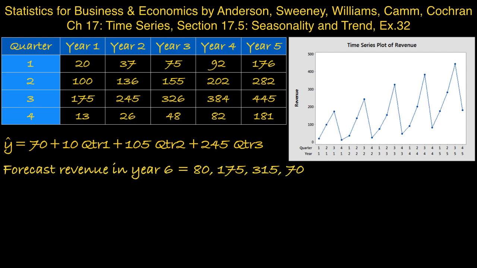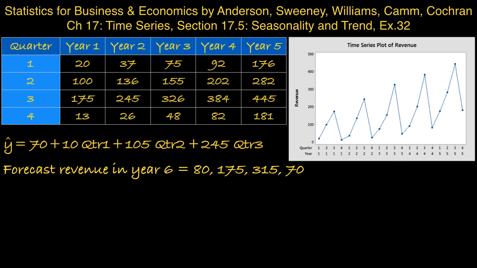So all I do here is the forecast for quarter 1 is going to be the overall intercept 70 plus the 10 that's in front of quarter 1 in the equation, so that comes to 80. For quarter 2 we'll have 70 plus 105, which comes to 175. For quarter 3 we'll have 70 plus 245, which comes to 315. And then for quarter 4, which remember is the reference level for the dummy variables, we'll just have the overall intercept 70. So these are clearly not very good forecasts for year 6 because we're not taking into account the linear trend.